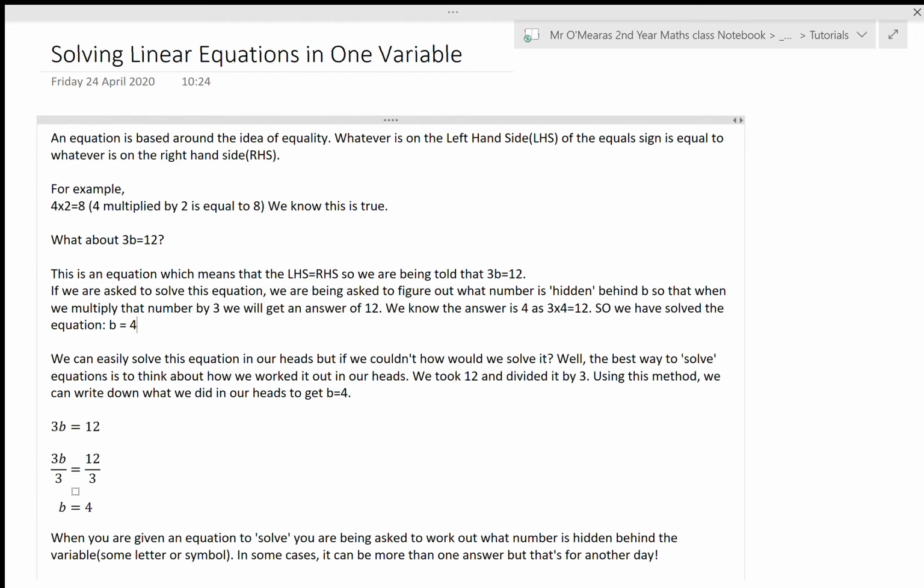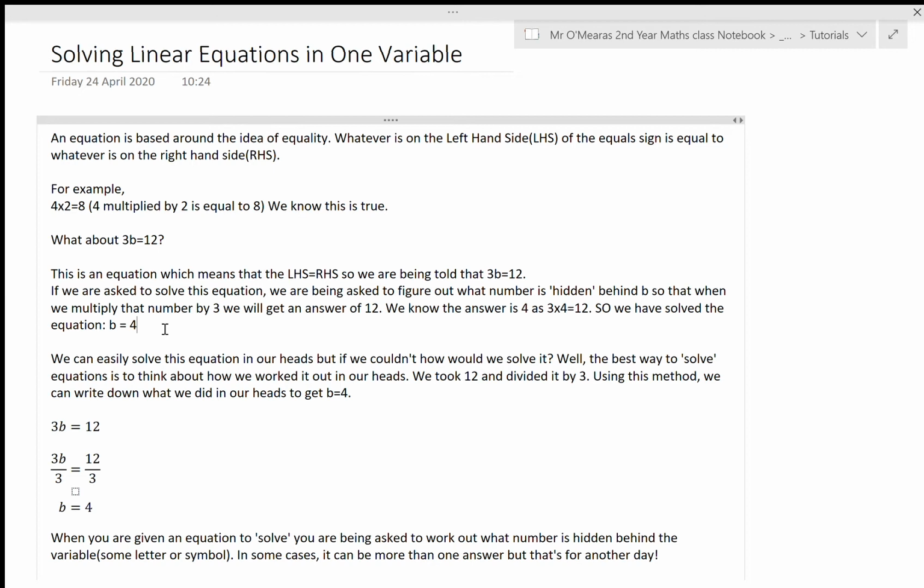Sorted. So variables are there, and we basically have to figure out what number is hidden behind them. And again, in future, we'll do situations where there might be more than one answer that will make the equation true. We can easily solve this one in our heads, but what we really need to do is come up with a strategy that works in every case. So a strategy we've outlined a little bit here.